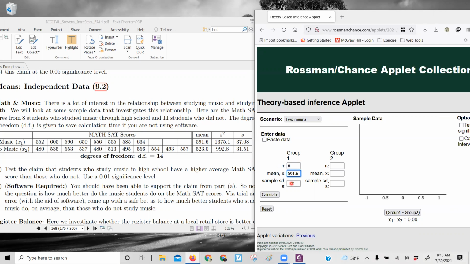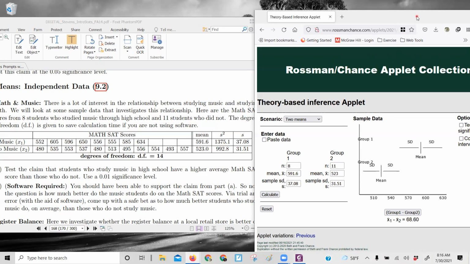591.6 is the mean for that group, and the sample standard deviation is 37.08. And then for group 2, they have an average of 523, and this is N. Their N was what, 11? 11 students, yeah. So 11, and then we need the mean for them, 523, and the standard deviation is 31.51. Don't use the variance here. You need the variance if you're going to do all the formulas, but we aren't going to do all the formulas.